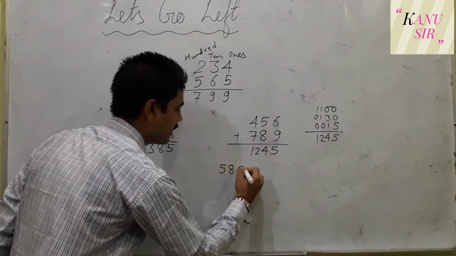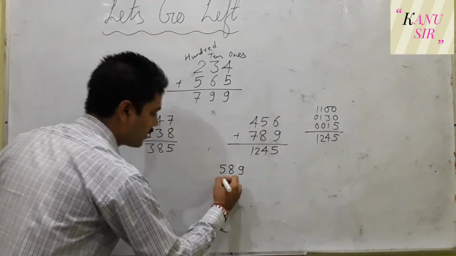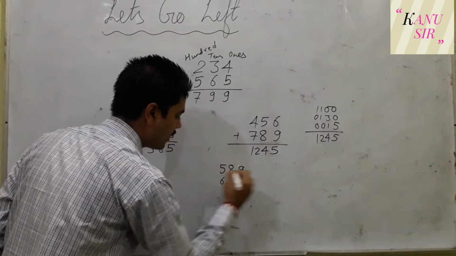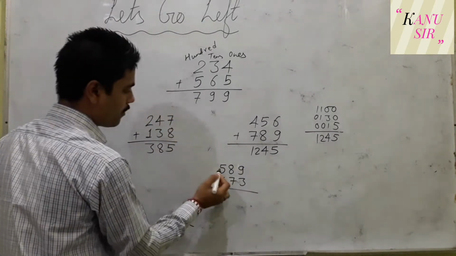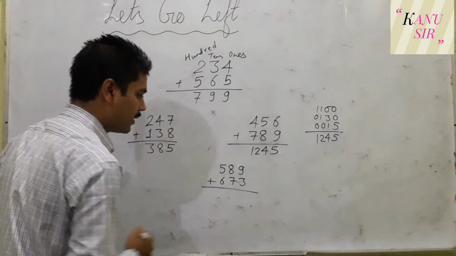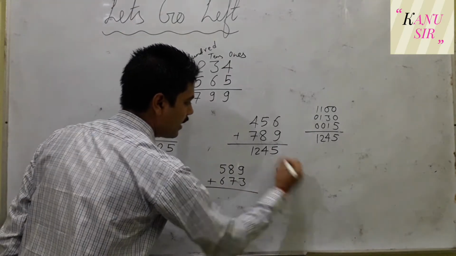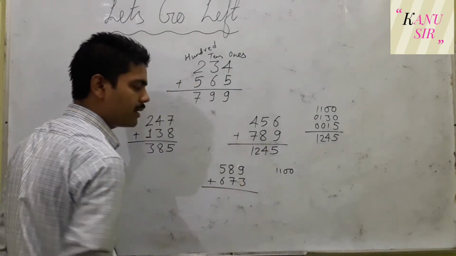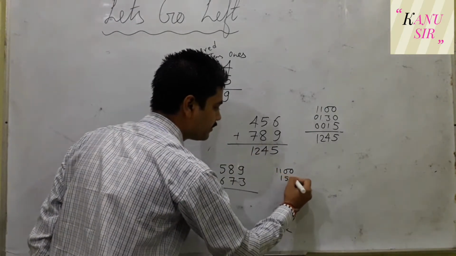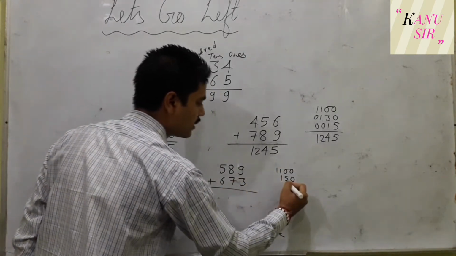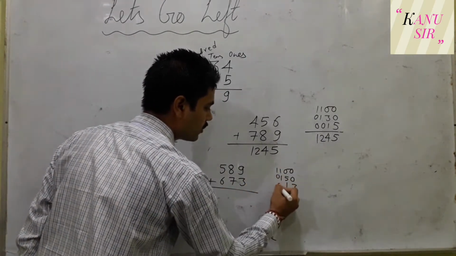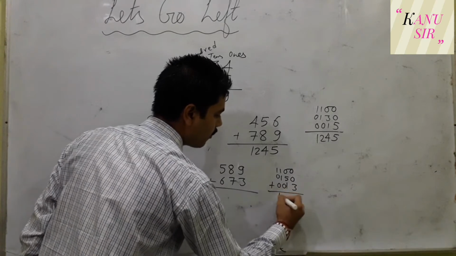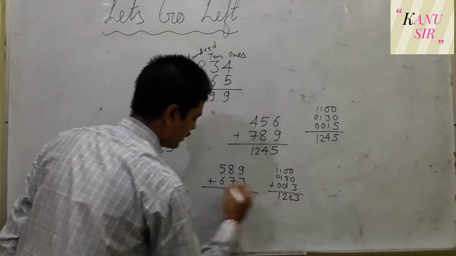589 plus 673, the bigger numbers. 500 plus 600 is 1100. We'll write here 1100. 80 plus 70 is 150, and 9 plus 3 will be 12. Then we'll get 1263.